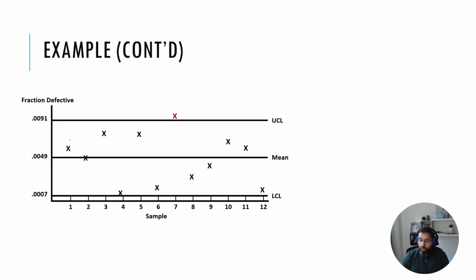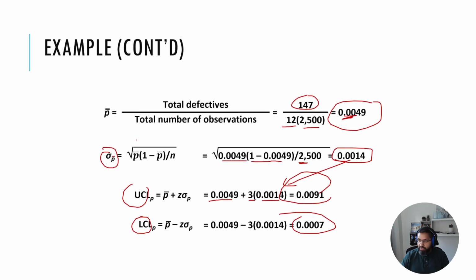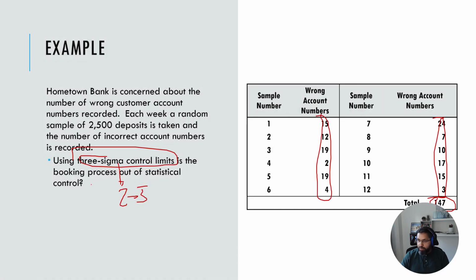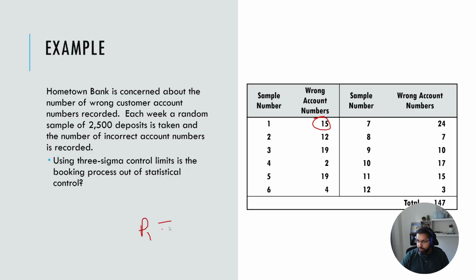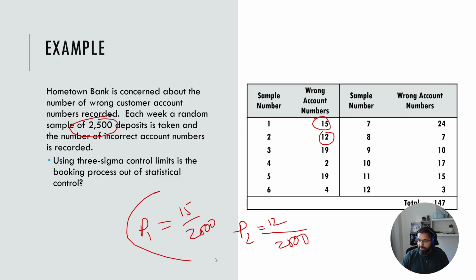Then I can plot the P bar of the P of each sample. How do I get the P of each sample? The P of each sample is going to be the number of defectives over the sample size n. So my P1 is 15 over the sample size of 2500. And my P2 is going to be 12 over the sample size of 2500. This is like the average of sample 1, and this is like the average of sample 2.